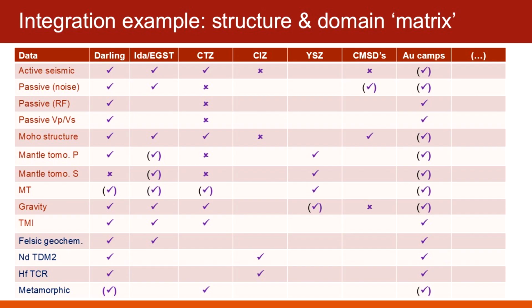People would disagree anyway, so I didn't take it very far. But we have the active seismic, the passive seismic, different types of data coming out of that Moho structure, MT, gravity. These are all geophysical methods. Then we have more geochemical or isotopic ones, what Rose considers interesting.